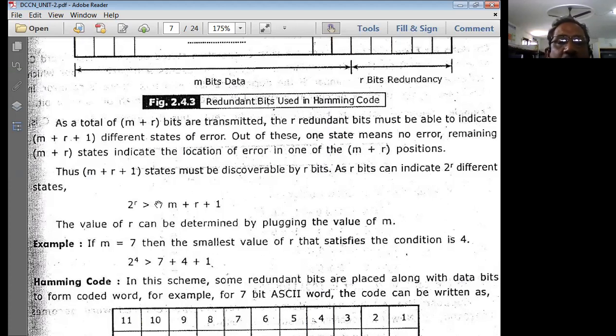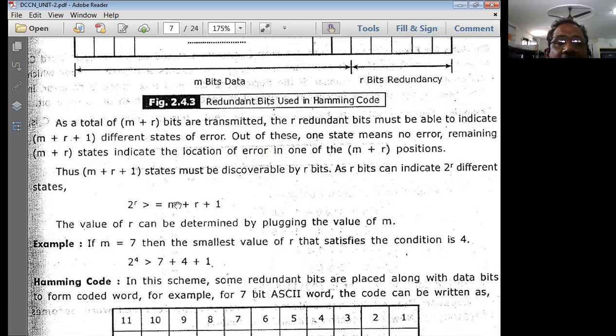So if, for example, m is equal to 7, what should be the value of r that we have to figure out? If r is taken as 3, see, m is equal to 7, and including no error it becomes 8. To represent 8, you need 3 bits, because 2 power 3 is equal to 8. So you're going to have 8 possible combinations, and easily you can represent them.